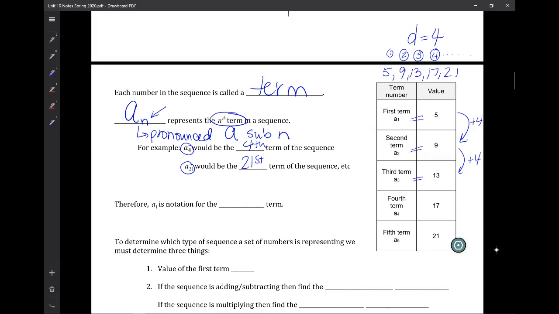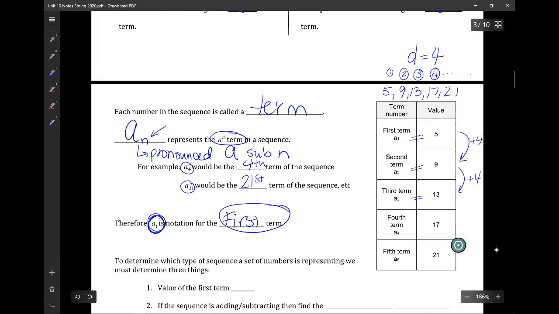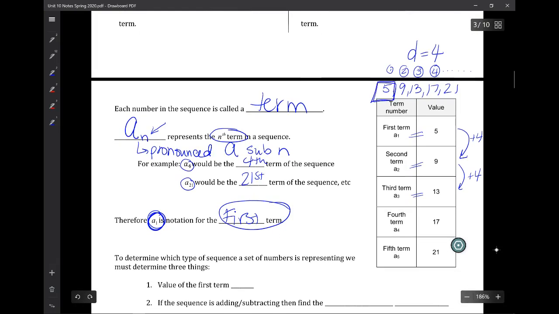So one of the most important terms in the sequence is the value of the first term. And we are going to utilize the first term a lot. So I'm always going to be asking you to find A1, and it is literally always whatever is first in our sequence.